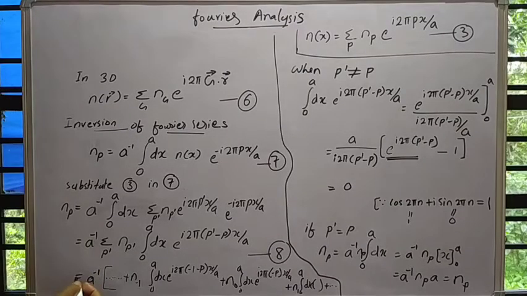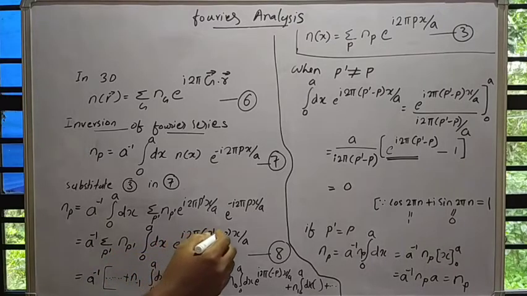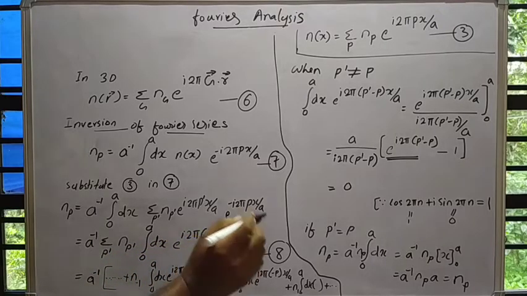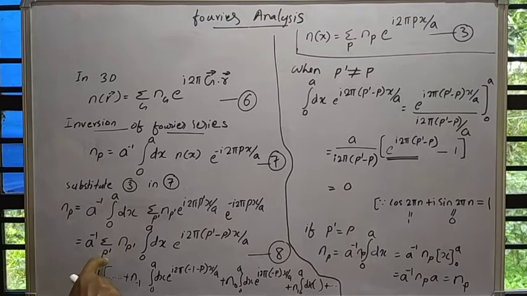So I can expand this in this way. This is the sum over p' of n_p' integral dx e^(i2π(p'−p)x/A). This is a series from minus infinity to plus infinity, so I can expand it in this way, and that is equal to A inverse etc. I am writing only a few terms in that series.